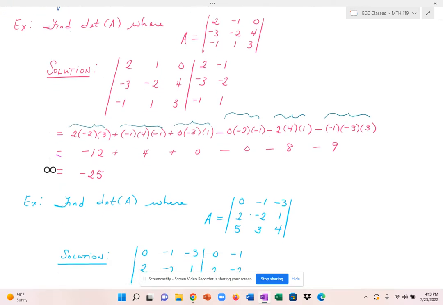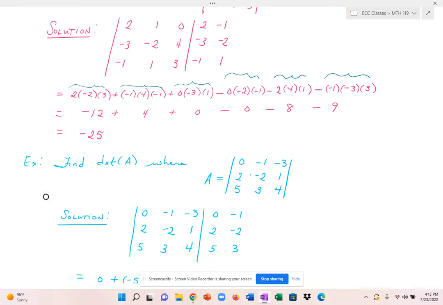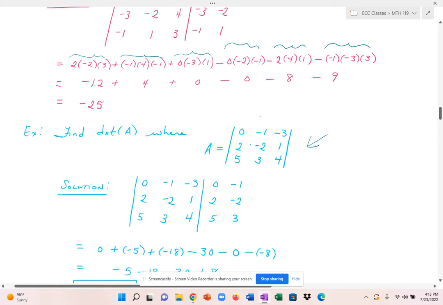Okay, so here we're going to apply the same technique. We want to find the determinant of this matrix. And so remember, the trick is to rewrite the first two columns immediately to the right, and then you're going to multiply on a diagonal. So I just wrote the results immediately below. So the first diagonal is 0. The second diagonal gives me a result of negative 5. The third diagonal gives me a result of negative 18. So those all get added together.